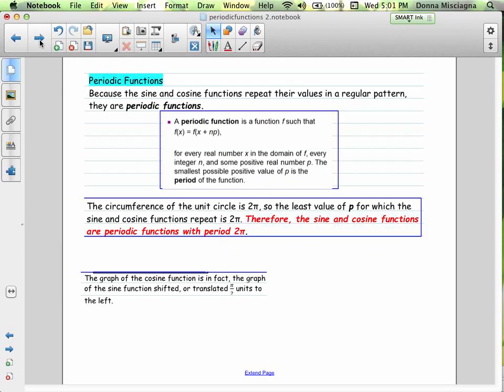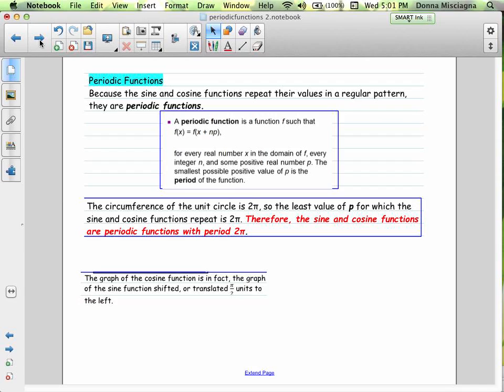A periodic function is a function f such that f of x equals f of x plus np. The np just means that for every real number in the domain, there's every integer n and some positive number p. So p is the value of the period of the function. All that means is it's going to repeat that every period, whatever the period of the function is.